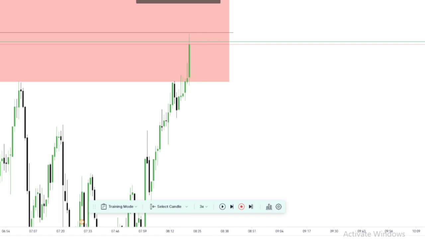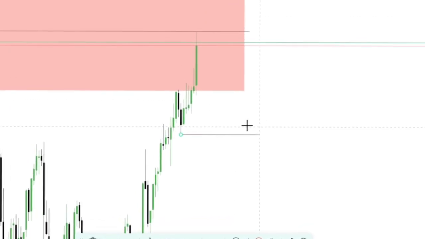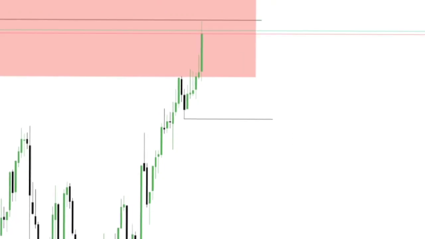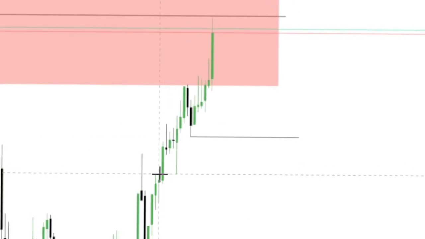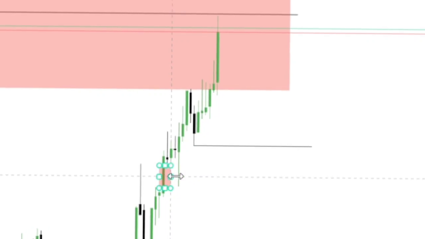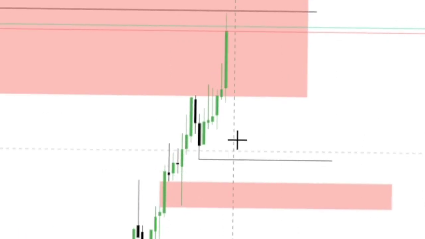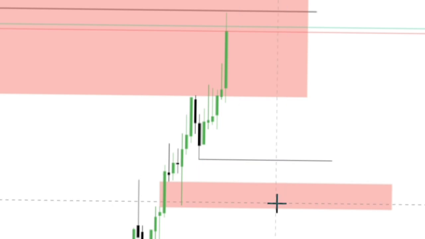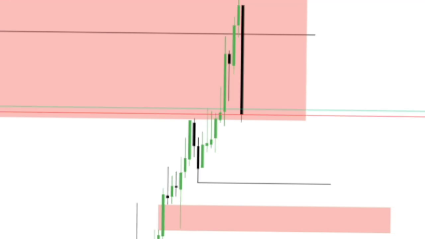Now first things first, before I engage, I want to see if price is going to close below these lows. If price should close below this low, then I still have this FVG, because I don't want to see a mitigation of the FVG. So I want to see price close below these lows before I think of going in. Now having that in mind, I'm still waiting for price.